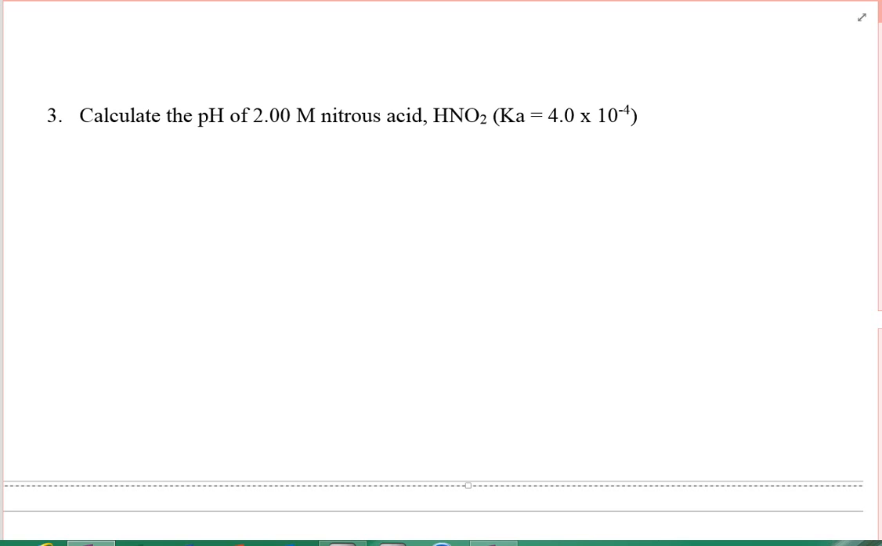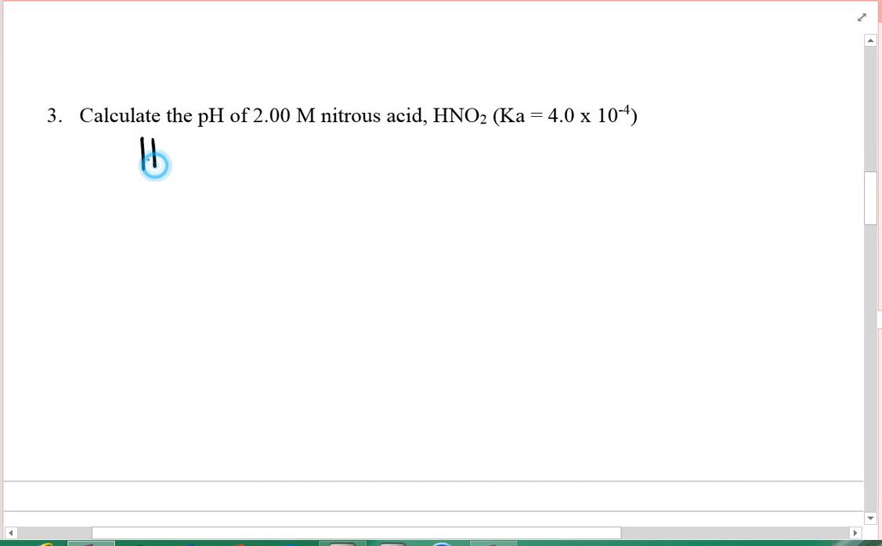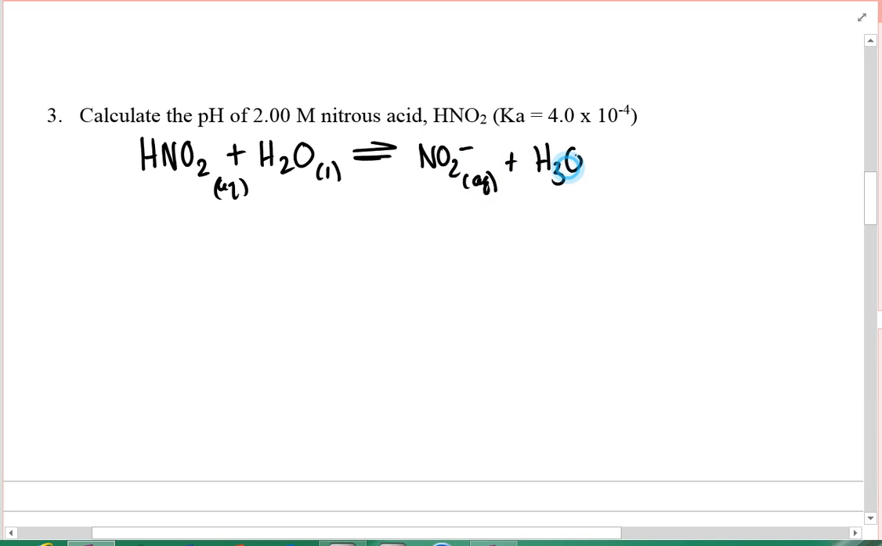So when you're doing this type of problem, the first thing you want to do is write out the equation for the reaction which is occurring. Your acid is a hydrogen donor, so it is going to give a hydrogen to water. That leaves behind the NO2 minus ion, and that generates H3O plus ions. So that is our reaction.